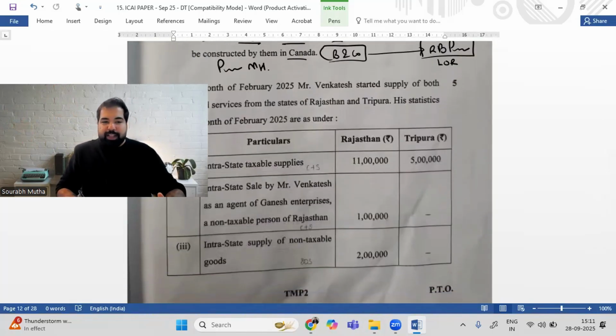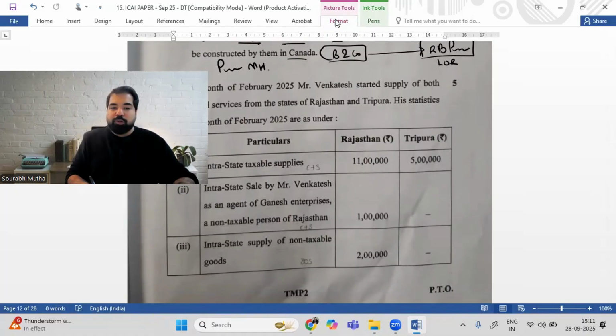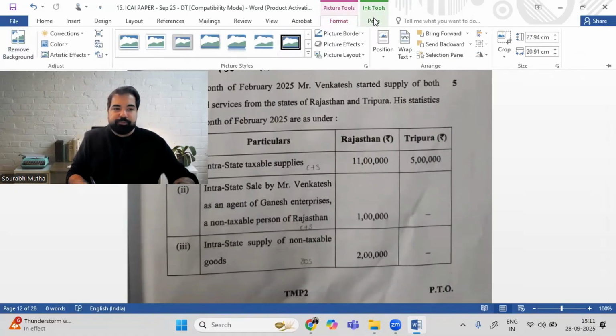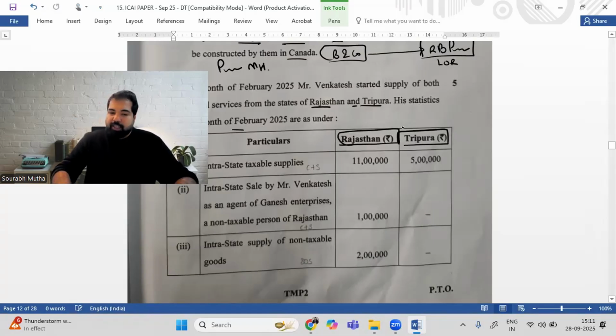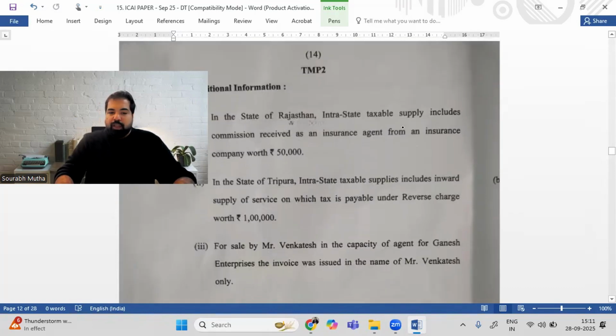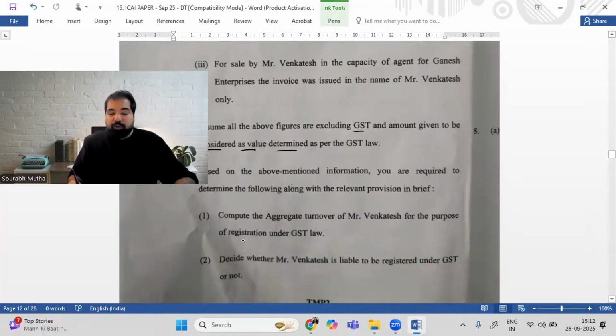All right, that brings us to question number 7. In the month of February, again, Mr. Venkatesh started supplying both goods and services from the states of Rajasthan and Tripura. So there is Rajasthan and Tripura where he is supplying from. His statistics for the month of February are as under. So his one unit is in Rajasthan, one unit is in Tripura. But what are they asking you for? Let's check that. The last line is: assume all the figures are excluding GST and amount given to be considered as value determined as per GST law. Based on the above information, what are you required to determine?